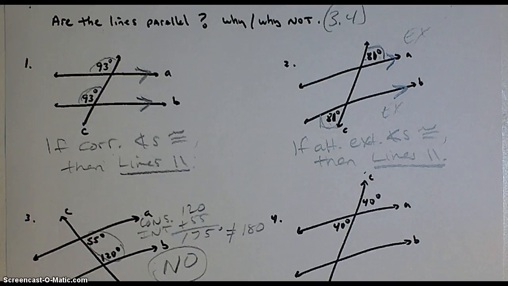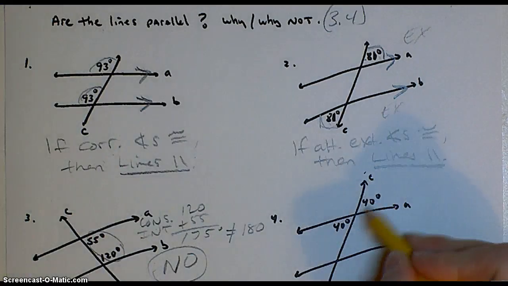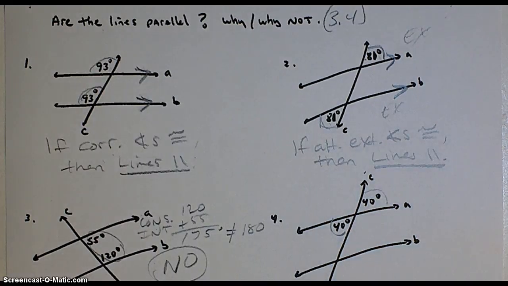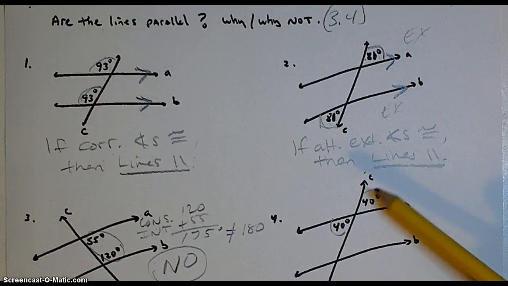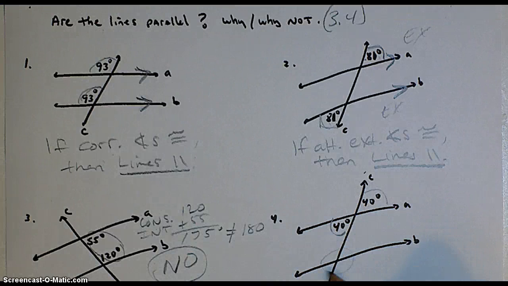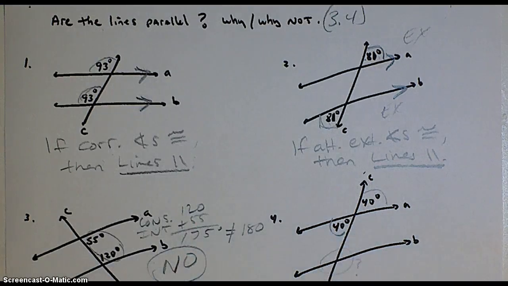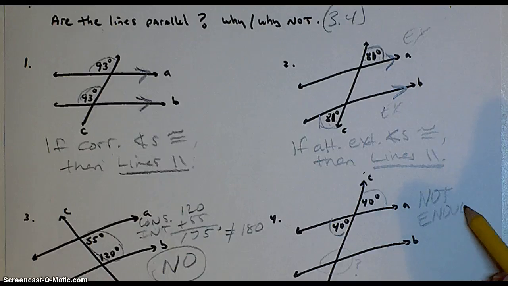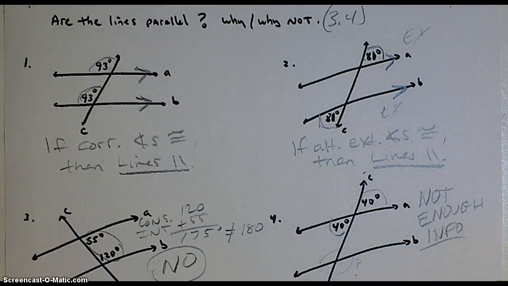Okay, example number 4 is a special one because we got two angles that are 40 degrees, so they're the same. They're also vertical angles. Is that going to help me decide if A and B are parallel? Well, not really, because I don't know any of these angles. They're all missing. So anytime you have vertical angles, that's not enough info. They could be parallel, they could not be parallel. We just don't know because all we have is vertical angles. So you just say not enough info.